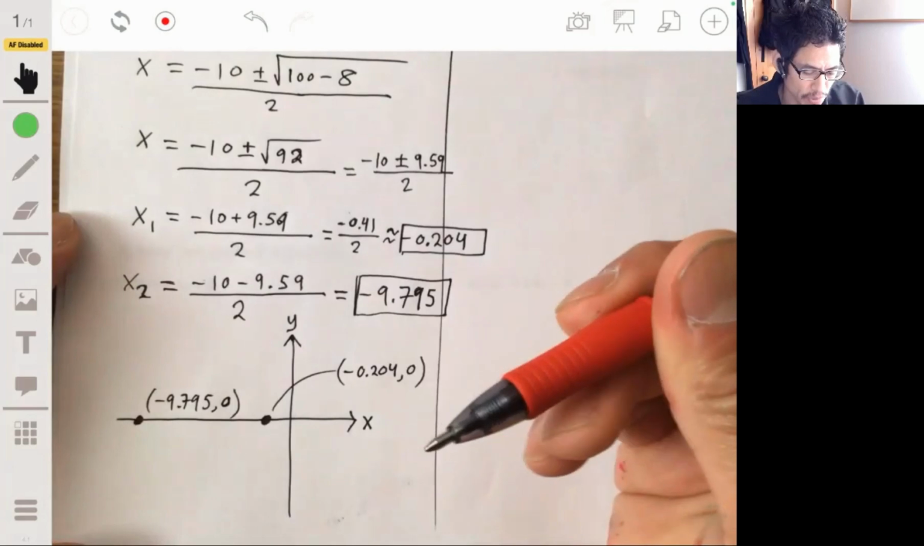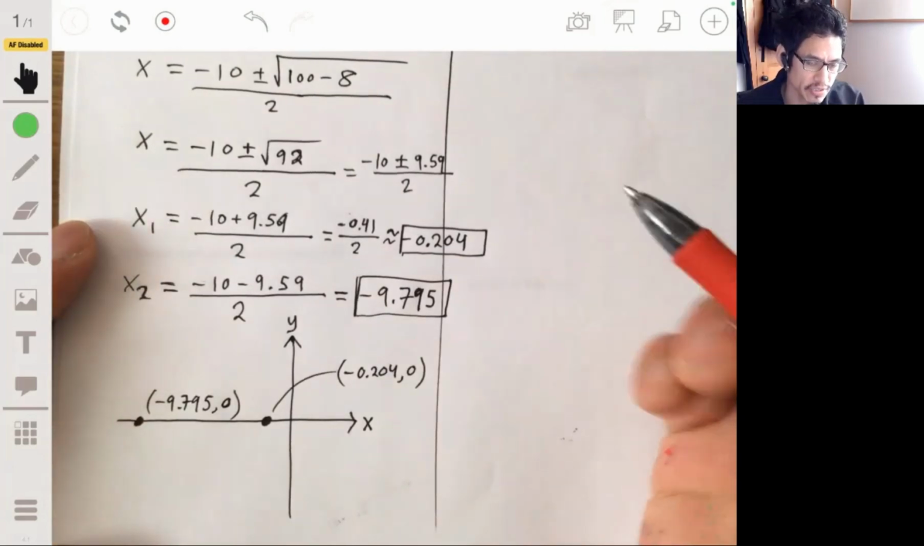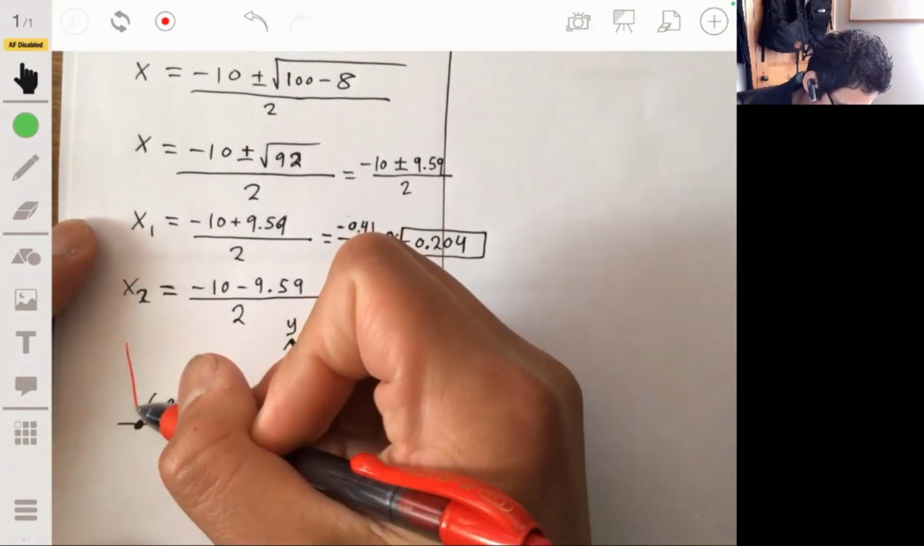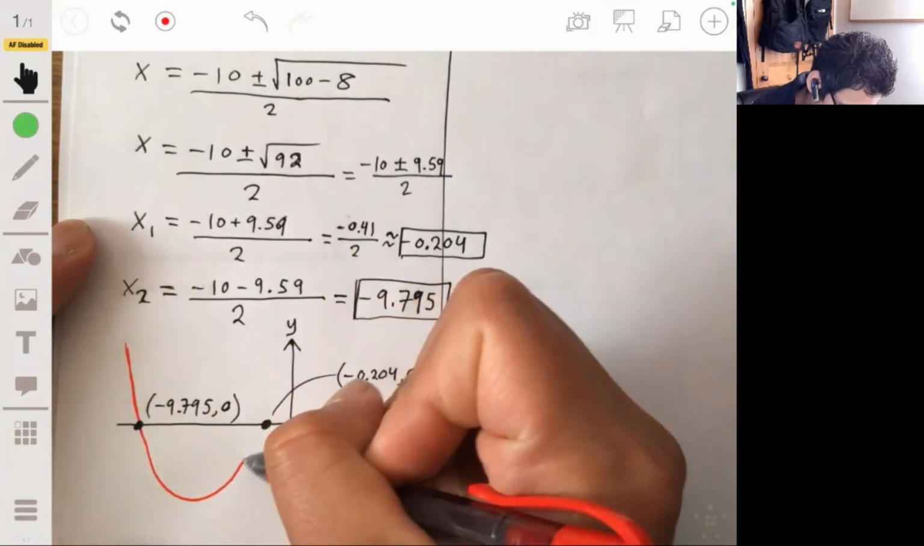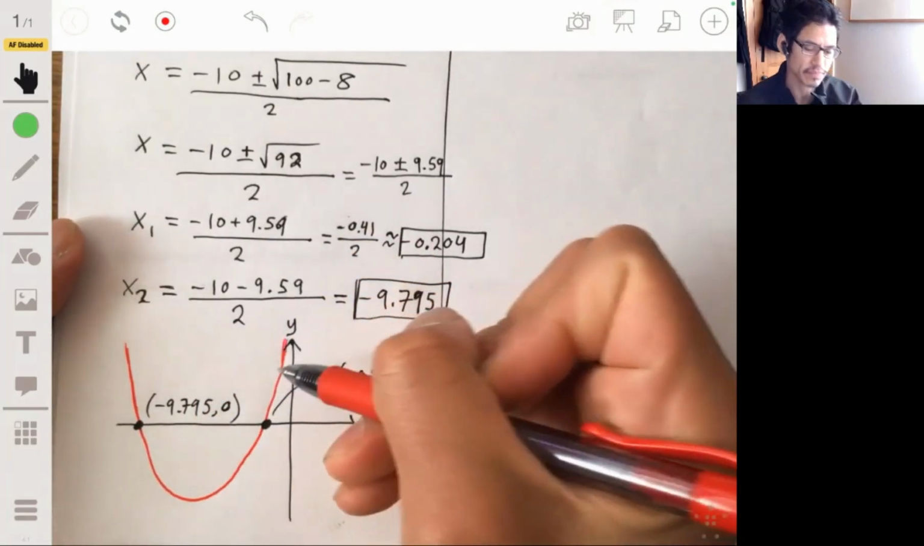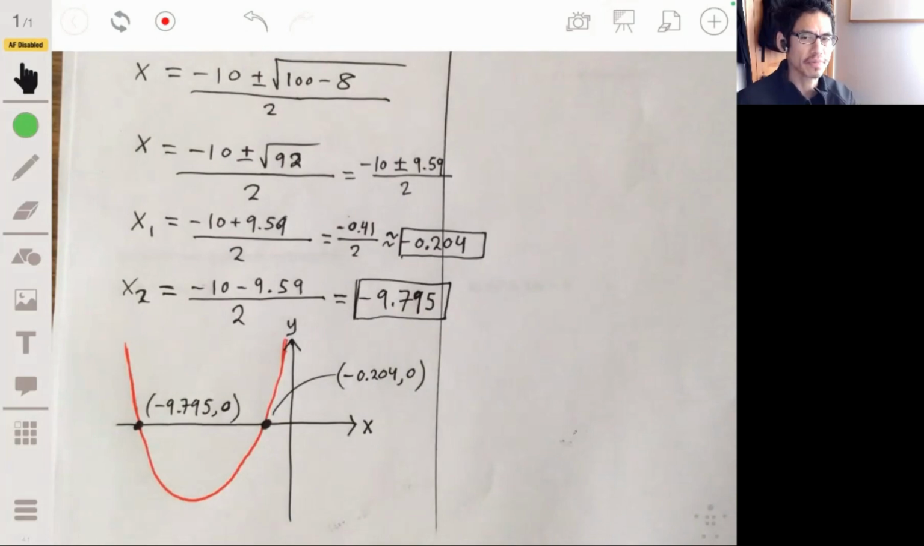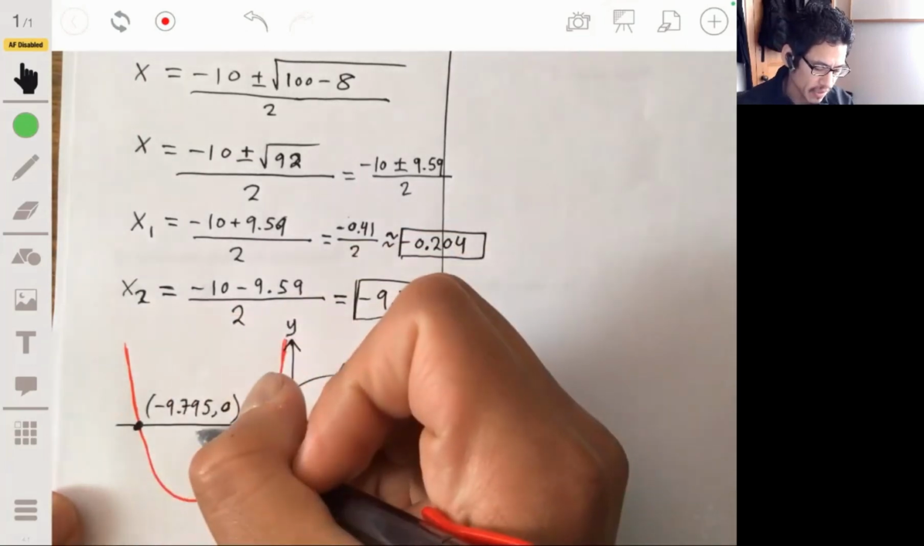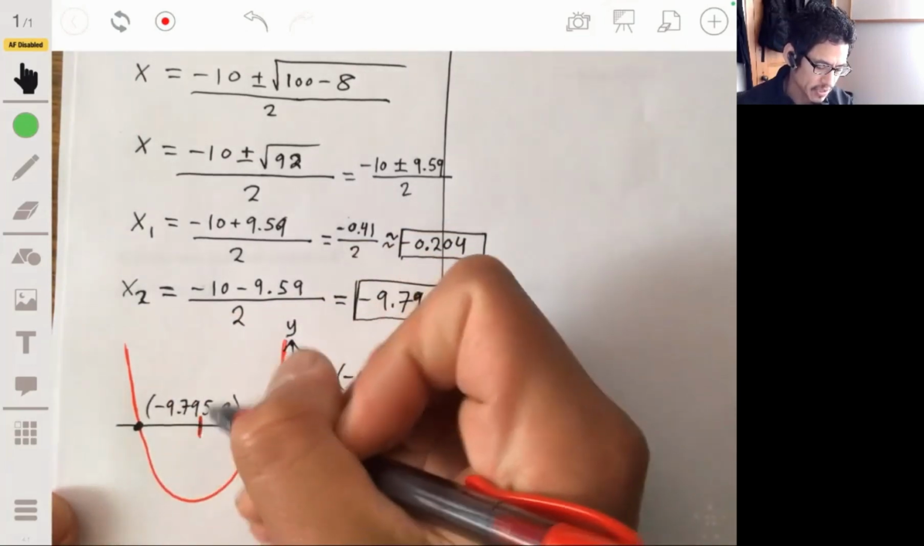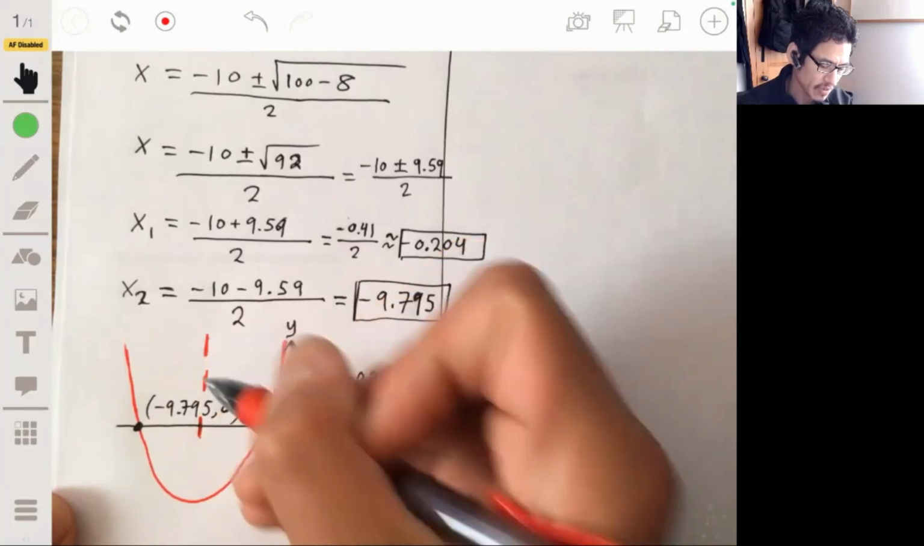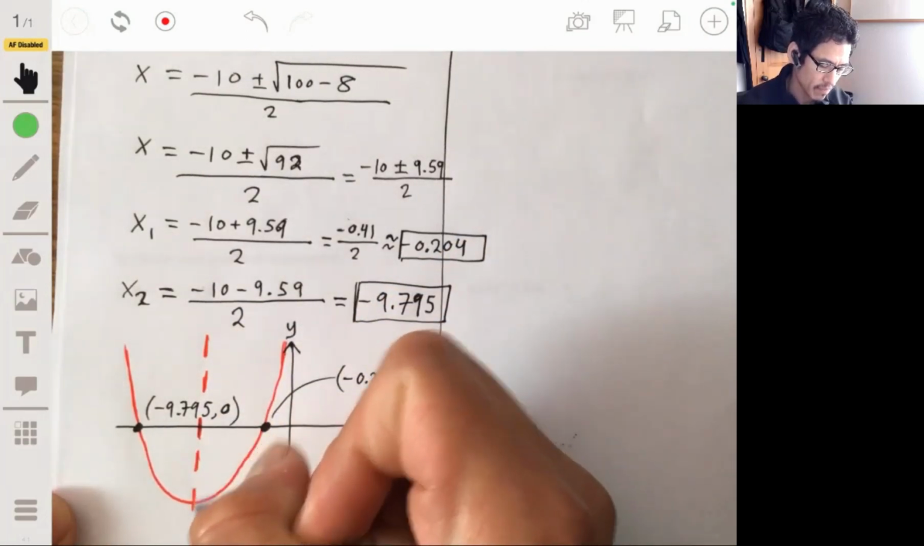And the parabola is going to open up because a is 1, so it's a positive opening parabola. So the idea is for you to recognize this. It's just a sketch. It's not to plug and chug and figure out all the other points. But if you were to do that, the strategy is just to remember that the line of symmetry is in the middle.